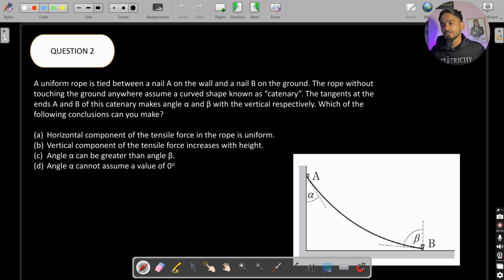So the second question states, this is also from Pathfinder, a uniform rope is tied between a nail A on the wall. So this is nail A, okay, and this is nail B, right? The rope, without touching the ground anywhere, assumed a curved shape known as catenary. The tangents at the ends A and B of this catenary make angles alpha and beta with the vertical respectively. Which of the following conclusions can you make?